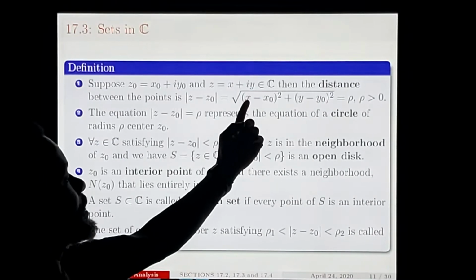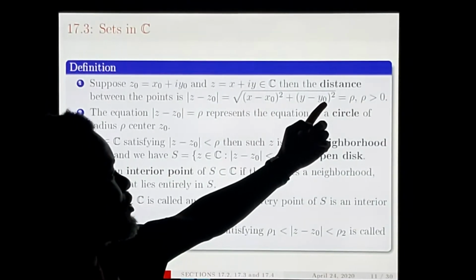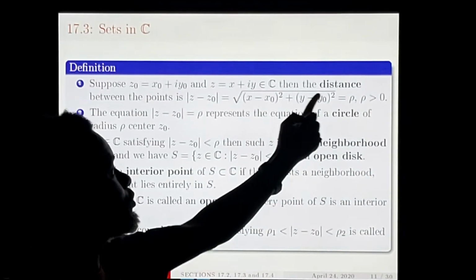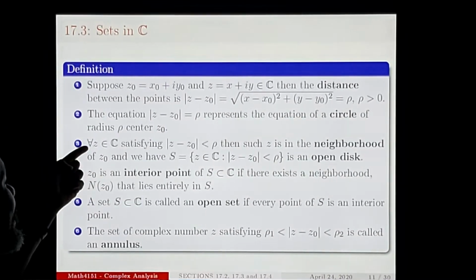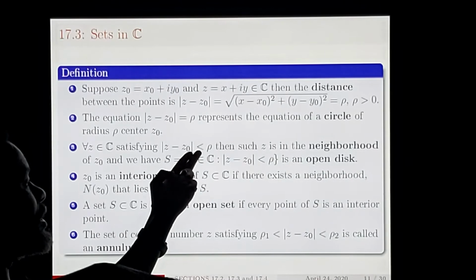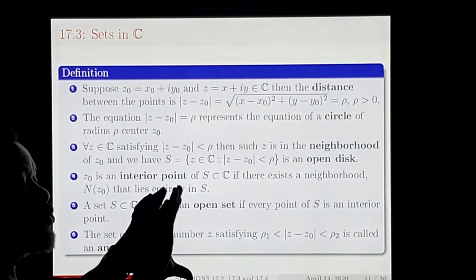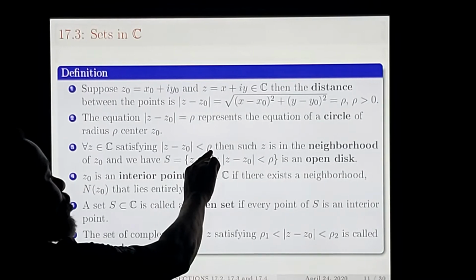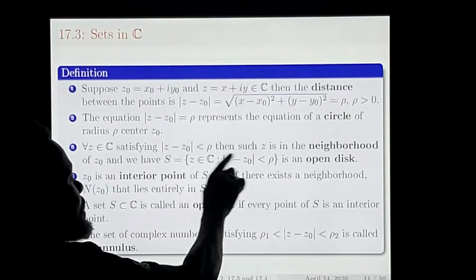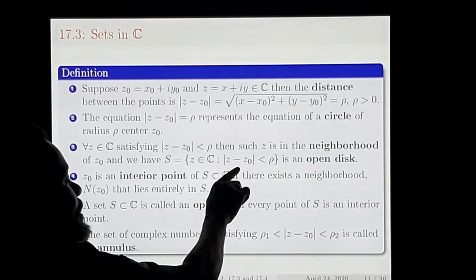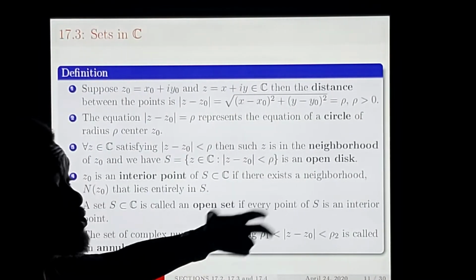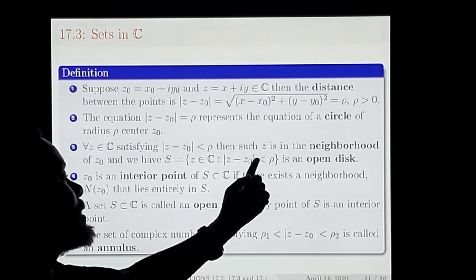The square root of x minus x naught squared plus y minus y naught squared equals rho. So it's the equation of a circle whose radius is rho, centered at x naught, y naught, which is z naught, okay? Now we're thinking not of the points on the circle, but all the points that are less. From the center, you go out and don't reach rho. So you'll be talking about all those points that satisfy less than rho. This is the set I'm calling S: all complex numbers z such that the modulus of z minus z naught is less than rho. This turns out to be a disk, and it's actually an open disk, okay?